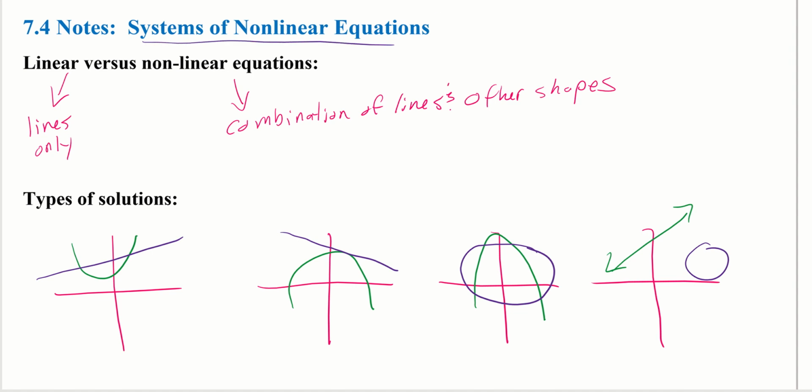Okay, so I wrote this down to save a little bit of time, but if we have linear, it's just lines, right? So you can have a line and a line. That's pretty much it. Nonlinear equations are a combination. You can still have lines, but a lot of other shapes: circles, parabolas, absolute values, all that kind of stuff.